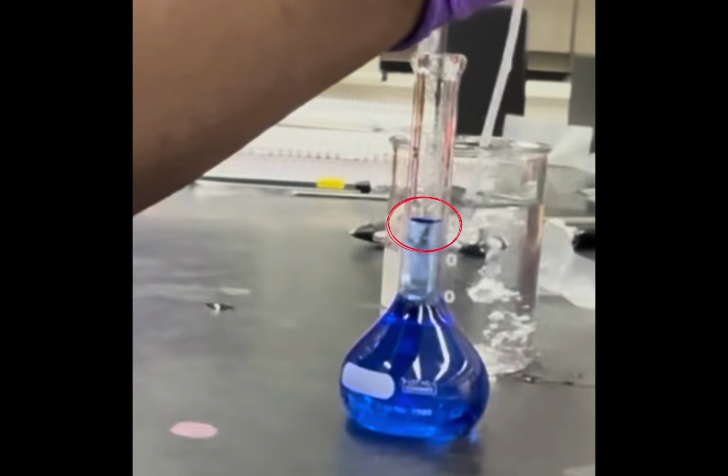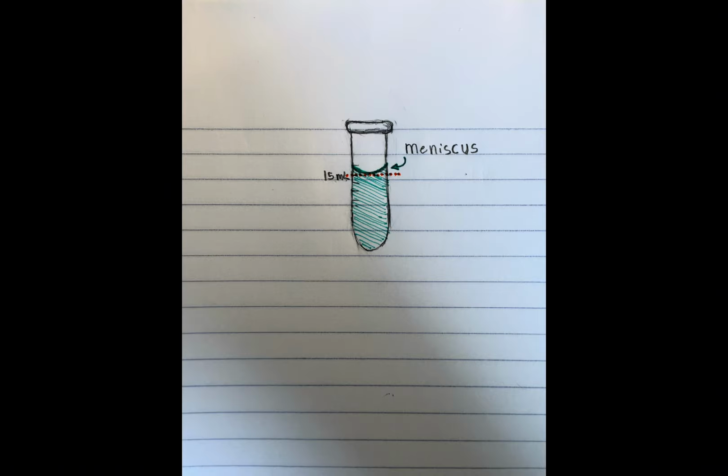A meniscus is the curved surface which forms at the top of a liquid in a small and narrow container. This occurs thanks to most liquids, like water, clinging to the walls of the container. This creates adhesive forces that pull some of the liquid up while the rest drops. In order to properly read the volume, you must measure from the very bottom of the meniscus.